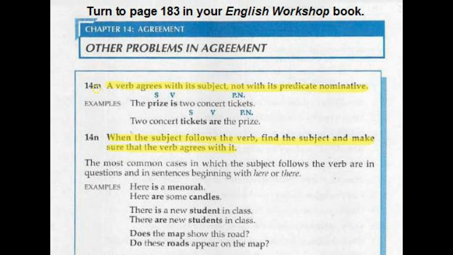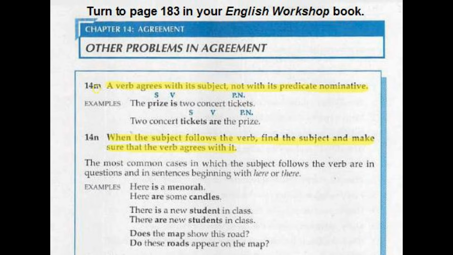Let's look at the next example. The 2 concert tickets are the prize, and in this instance the subject of the sentence is tickets. Go ahead and highlight 14N as well. When the subject follows the verb, the predicate, find the subject and make sure that the predicate agrees with it. Okay, let's look at the example.